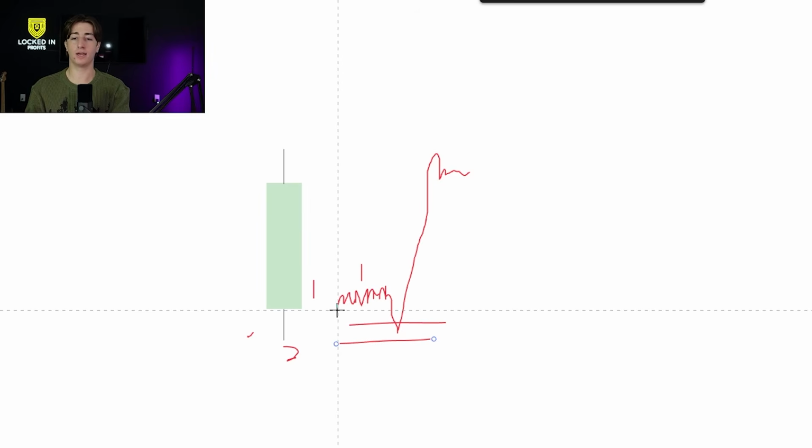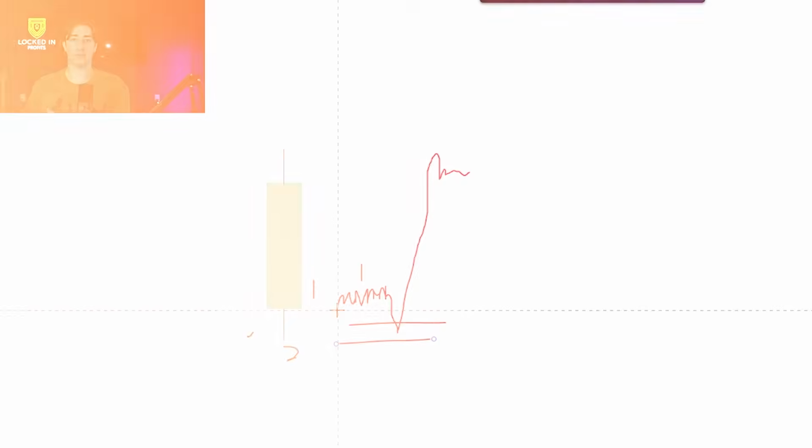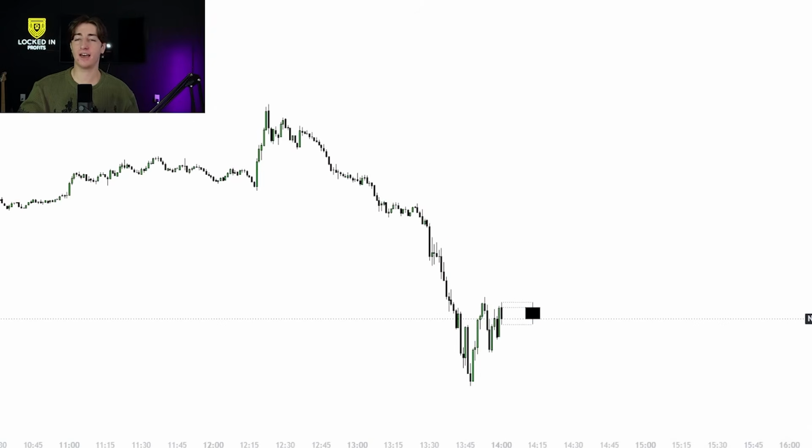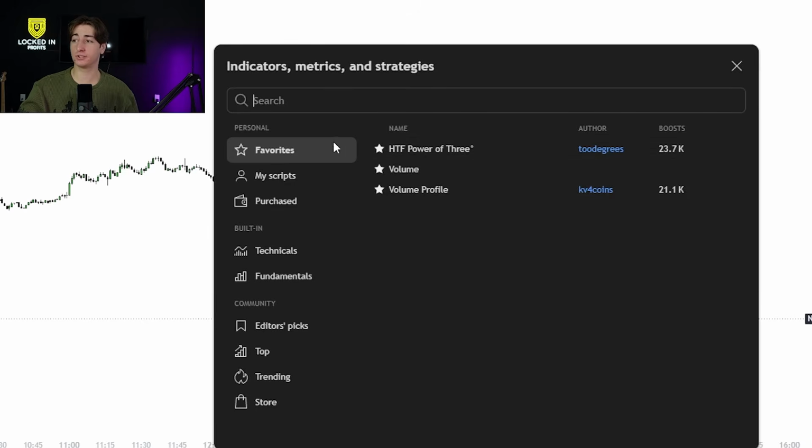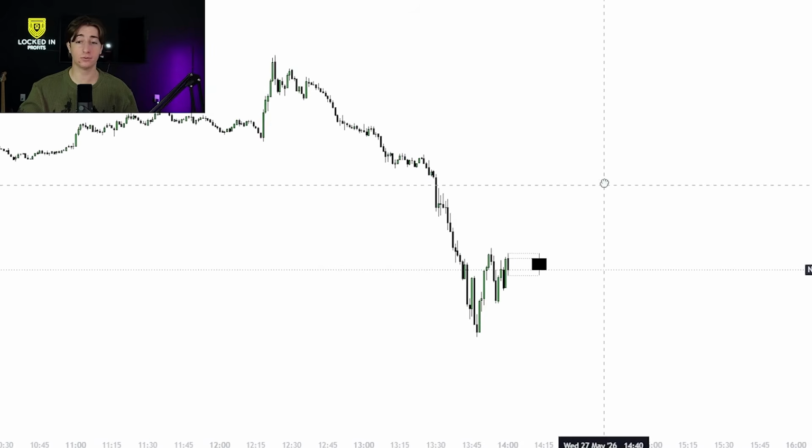Now that you have the structure of what this looks like, let's actually go and look at examples that I have live executed. And here's where that indicator comes in. Instead of having to look at that 4-hour candle, just go to indicators, look up HTF power of 3. I'm not even affiliated with this indicator. It's just the free one that I use.